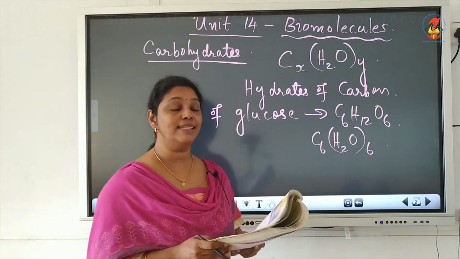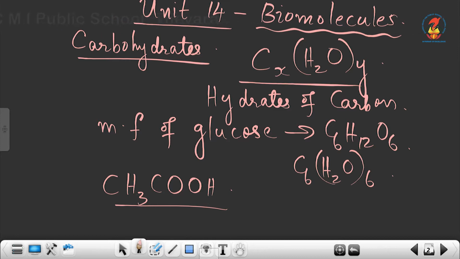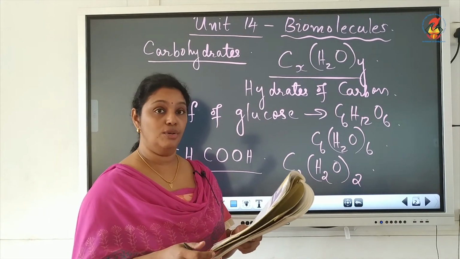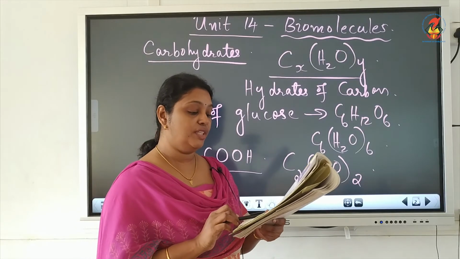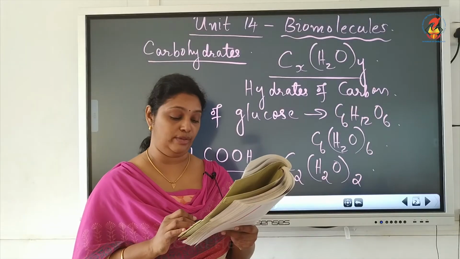For example, acetic acid. You know the formula of acetic acid is CH3COOH. Now this formula fits in the general formula of carbohydrate, and we can write this acetic acid as C2(H2O)2. That is, this is CH3COOH, C2(H2O)2. But we know acetic acid is not a carbohydrate. So the compounds which fit into this formula, there are exceptions which are not considered as carbohydrate.